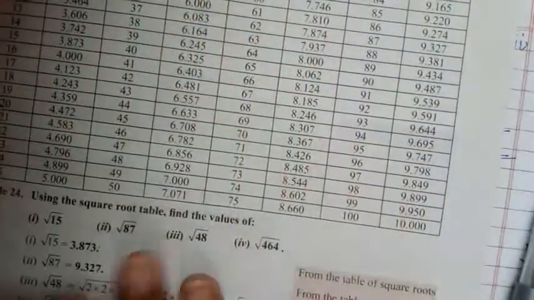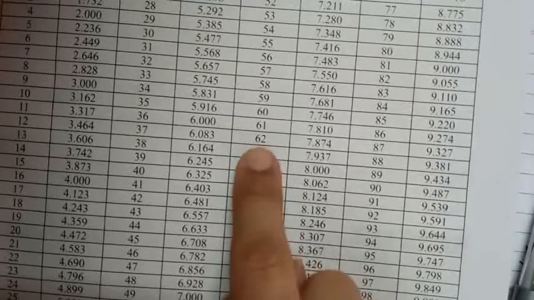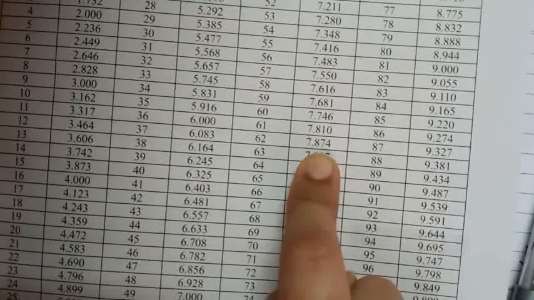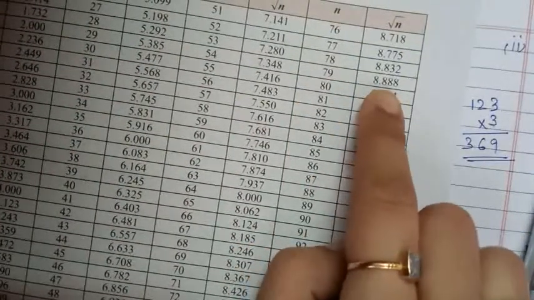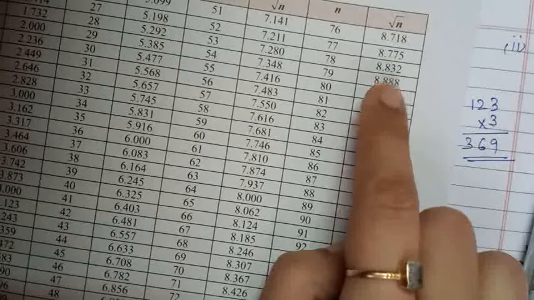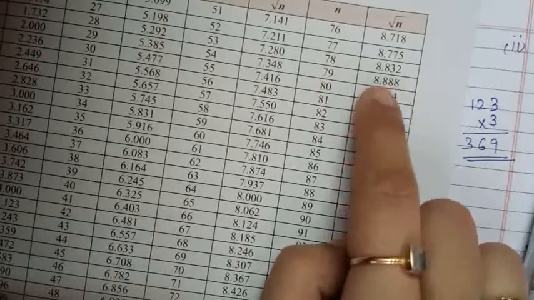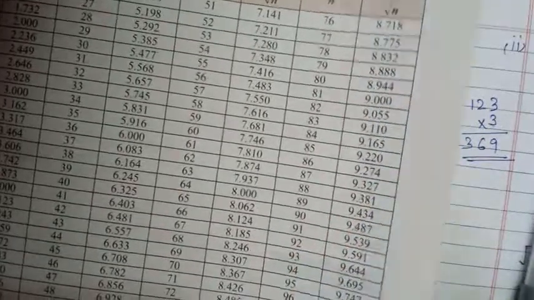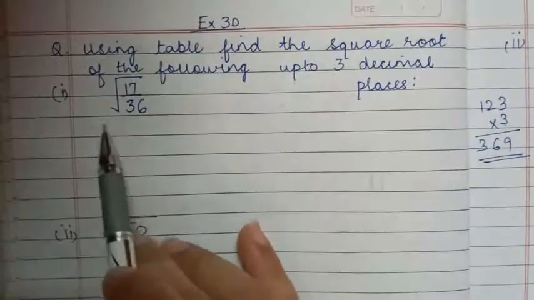So we can directly find the square root of any number up to 100 with the help of this table. Like if I have to find the square root of 62, it is 7.874. The square root of 79 is 8.888. Up to how many decimal places is the answer given? 1, 2, 3. Up to 3 decimal places the answer is given in the table.